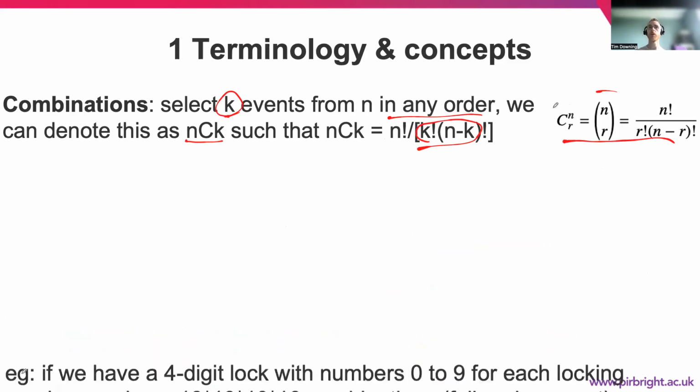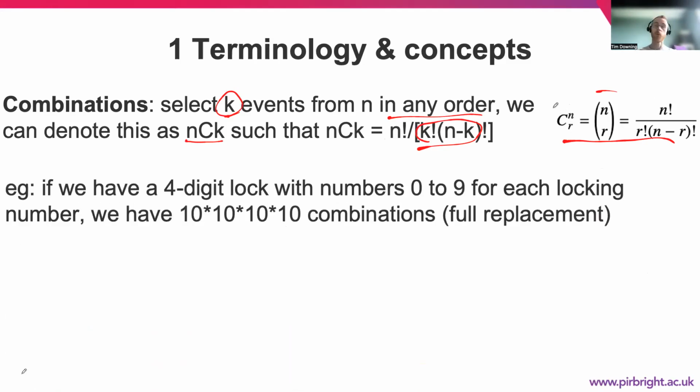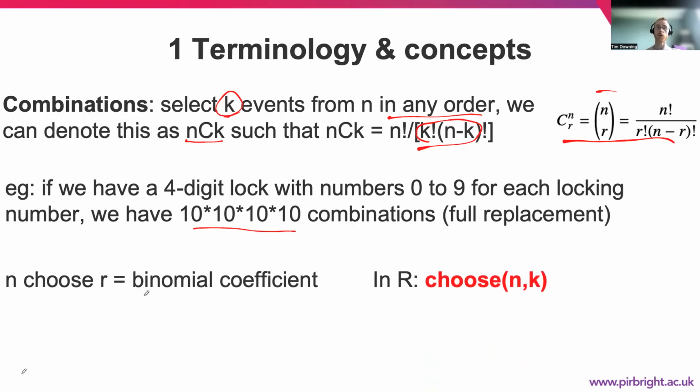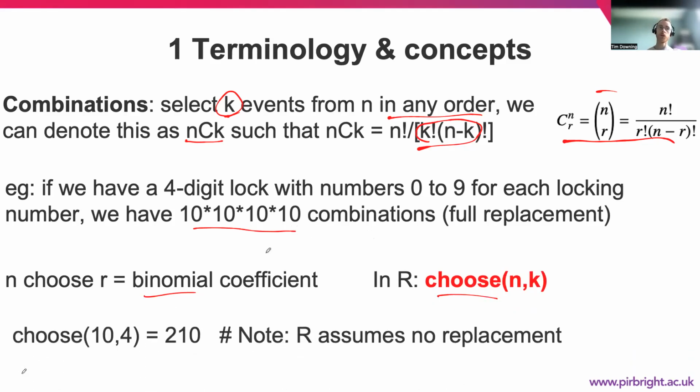So for example, if we have a 4-digit lock with numbers 0 to 9 for each particular locking point, we would have 1,000 different combinations to look through. We can write this as a binomial coefficient as well and use the function choose to calculate these. For example, if we have choose 10, 4, we have 240 options. And note that R assumes no replacement, but you can toggle that when running this code.